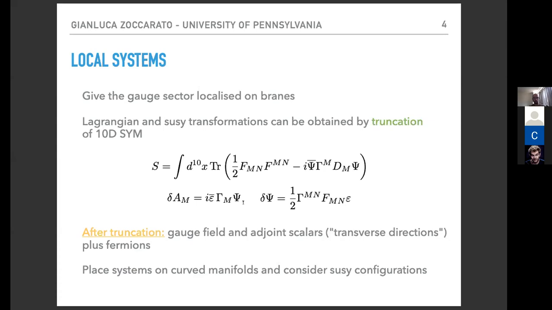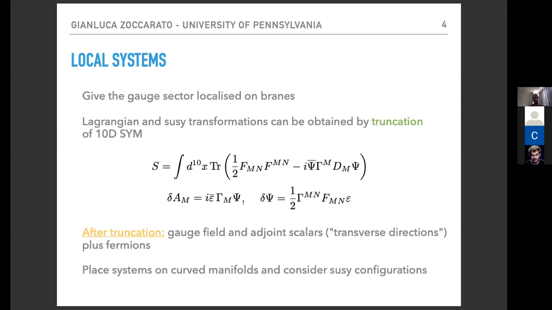Once you get these systems, they are basically lower dimensional versions of maximally supersymmetric super Yang-Mills. You can put the system on curved manifolds, and you want to look at what the SUSY configurations are. So let me give the example that we are going to look at, because it's not very familiar, and I can explain the various steps that are done in the process.